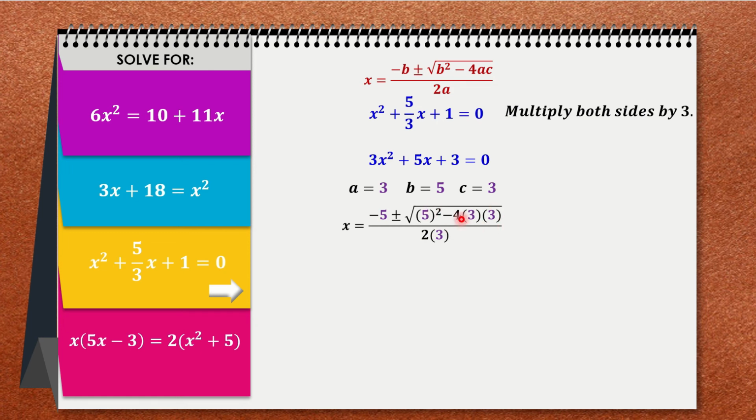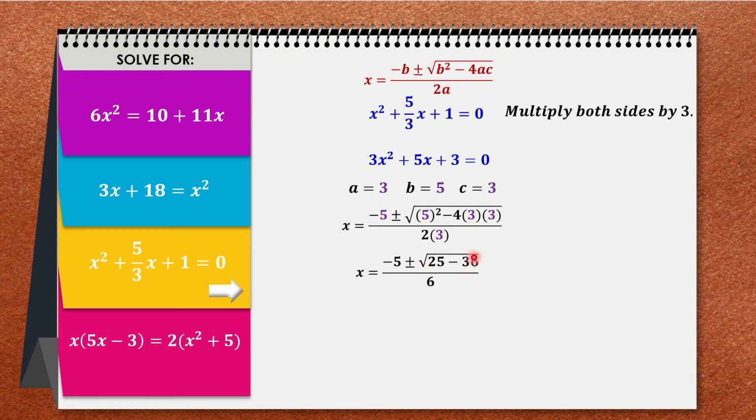Simplify the fractions here, we will obtain negative 5 plus minus, 5 squared is equal to 25. Negative 4 times 3 is equal to negative 12. And negative 12 times 3 is equal to negative 36. 2 times 3 is equal to positive 6.